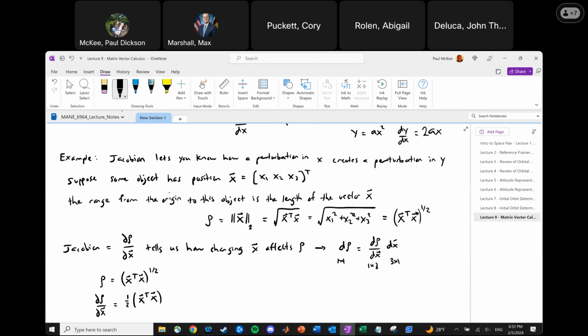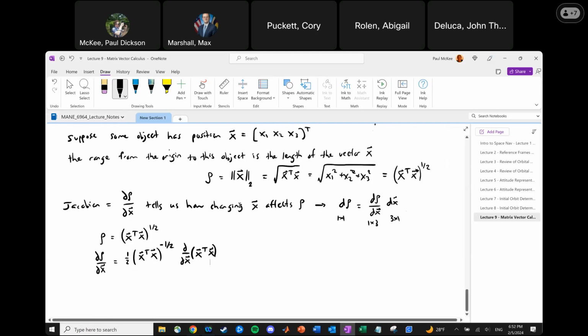Then the exponent drops down by 1. So 1/2 minus 1 is negative 1/2. And finally, we have the derivative of the interior. So the derivative of the interior is going to be the derivative with respect to x of x transpose x. Okay, so that leaves the question, what is the derivative with respect to x of x transpose x?